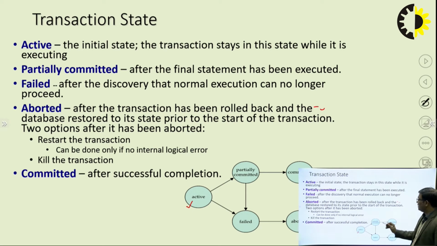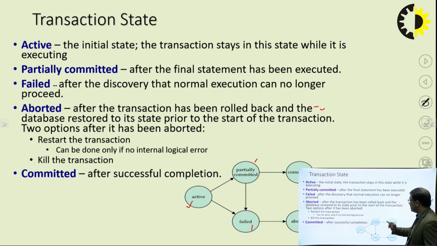If the transaction is partially committed, consider the previous example, where we are deducting the amount ₹50 from A and adding the amount to B. Suppose the ₹50 has been deducted from A, then it is partially committed. If it failed, it means it is not completed, so the transaction will no longer proceed. So either the transaction is partially committed or the transaction has failed.